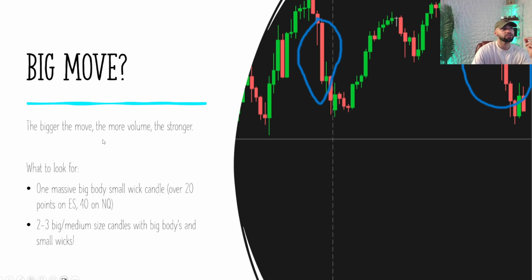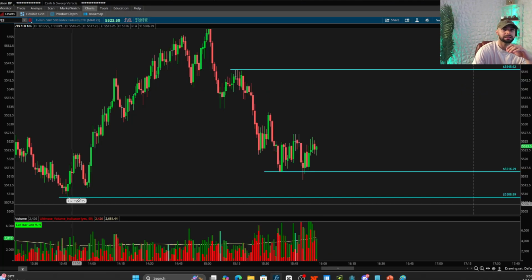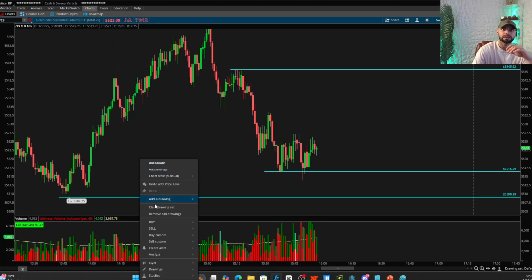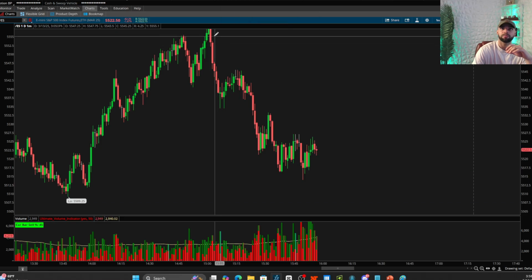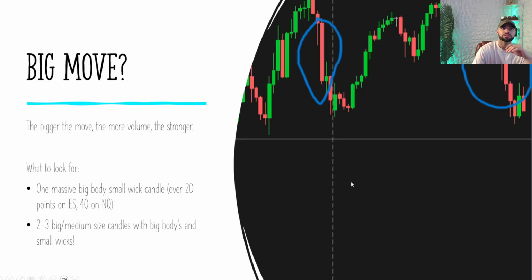So what you want to do first is look for a big move up or down, right? So we're looking for one big massive body candle, or a couple of big body candles to medium size that continue. So right here, let's just go ahead and draw a couple with you guys. So we're looking for big moves down and big moves up. So let's start off with supply.